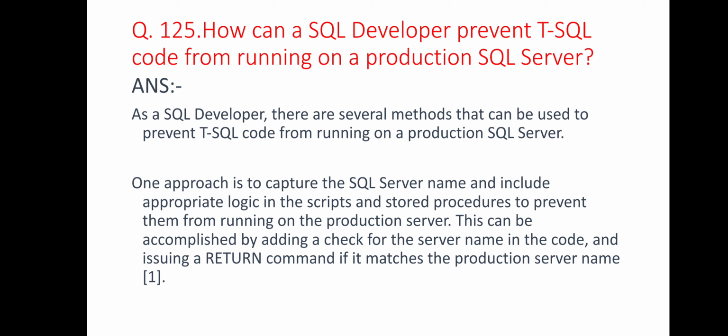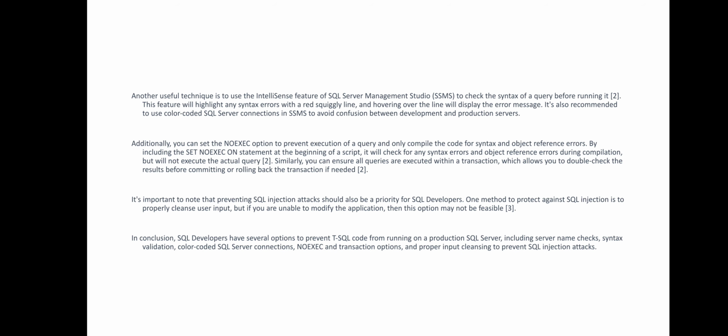Question number 125. How can a SQL developer prevent T-SQL code from running on a production SQL server? As a SQL developer, there are several methods that can be used to prevent T-SQL code from running on a production SQL server. One approach is to capture the SQL server name and include appropriate logic in scripts and stored procedures to prevent them from running on a production server. This can be accomplished by adding a check for the server name in the code and issuing a return command if it matches the production server name.